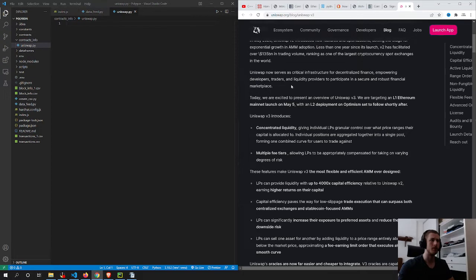Empowering developers, traders, and liquidity providers to participate in a secure, robust financial marketplace.